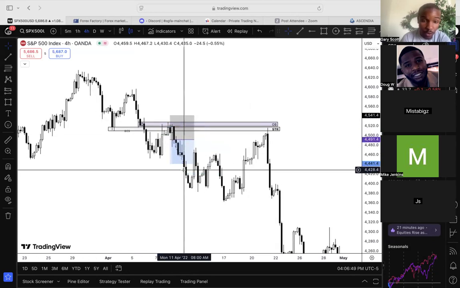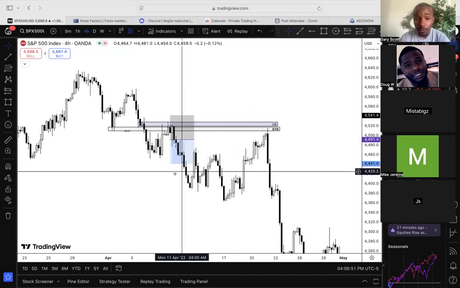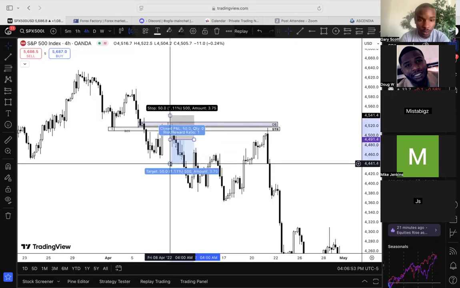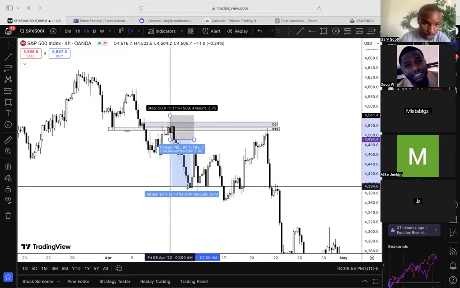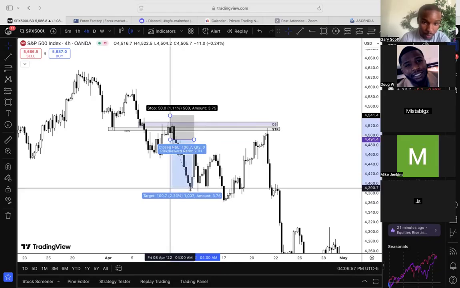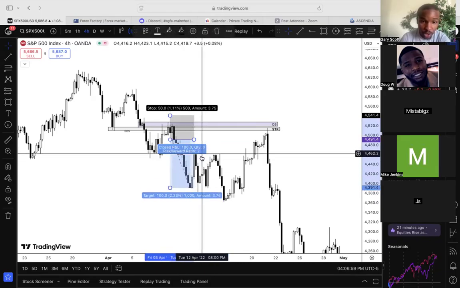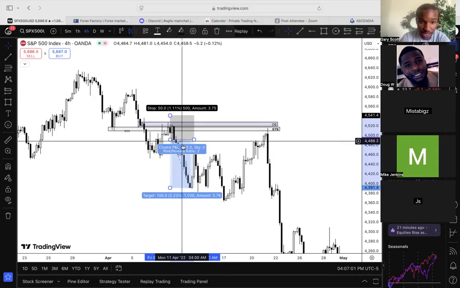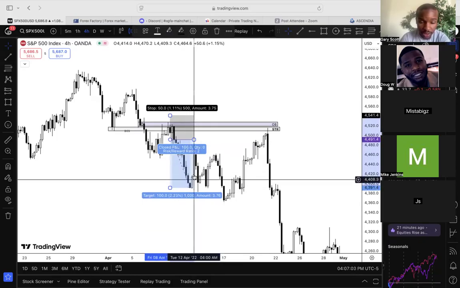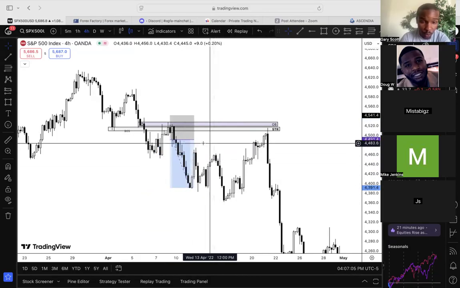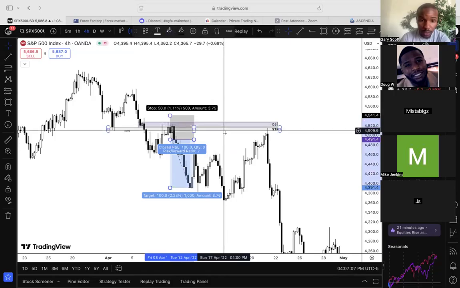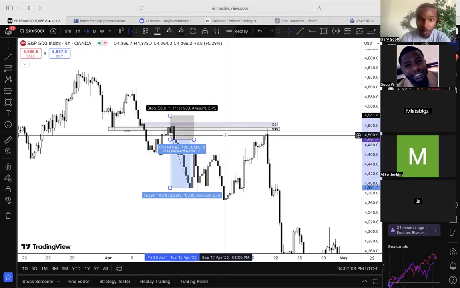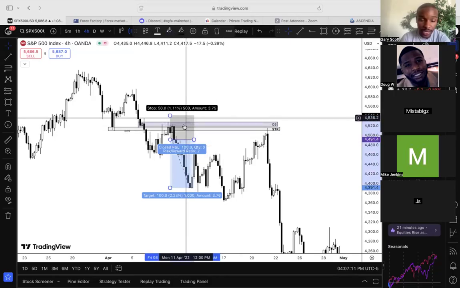Now, again, if you want to go for 1 to 2, what's 50 plus 50? 100, right? So you have your 1 to 2 risk to reward ratio. And if you see that price goes and actually attacks your 1 to 2 risk to reward ratio, that means you have double the chances to actually make more money than you would lose.